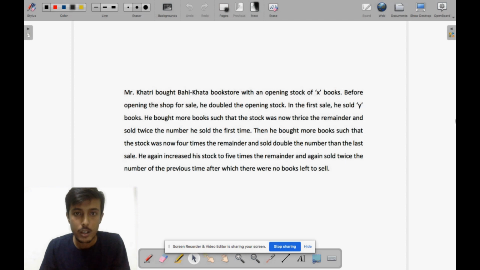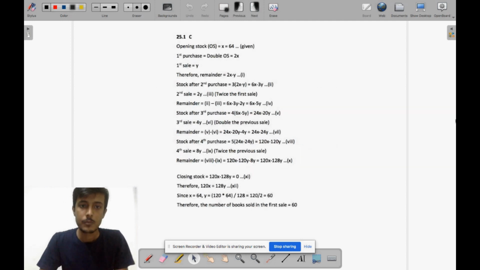This particular question I feel is slightly lengthy for answering the first sub part of it. But once you get to the first sub part, the rest 4 sub parts become quite easy. So let's go to the solution of the first sub part. As you can see here, the opening stock is X, which is equal to 64, given in the first subpart.